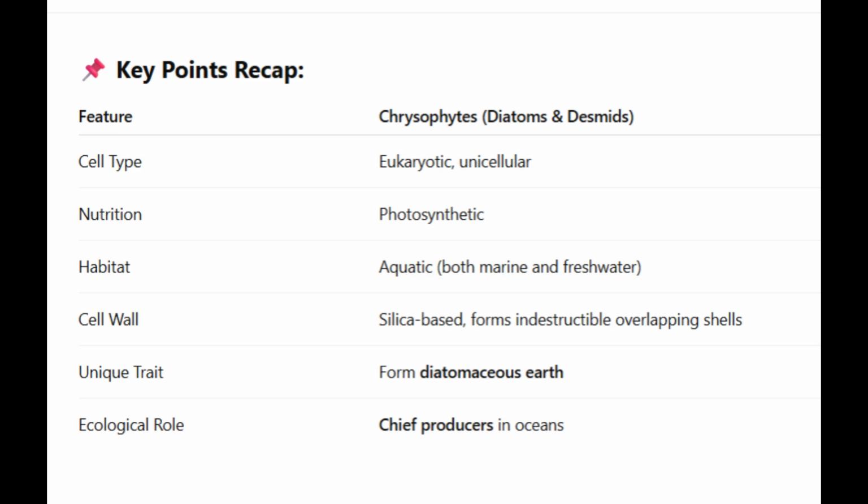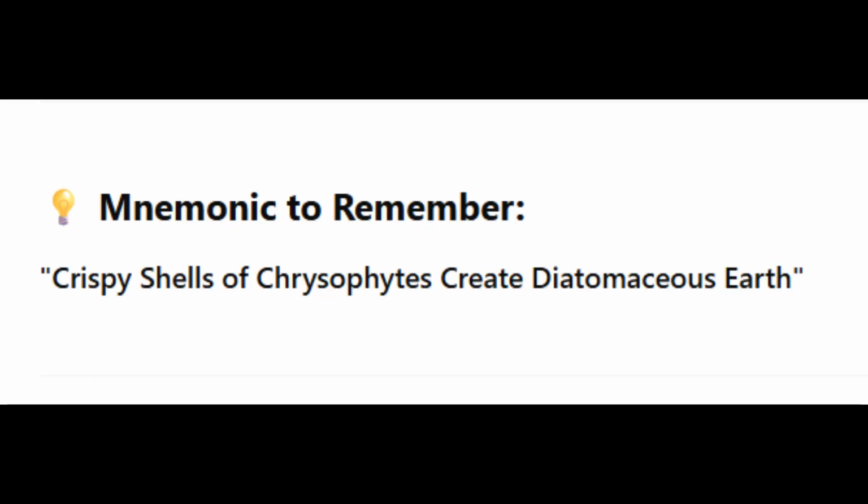Key points recap. Feature: chrysophytes, diatoms and desmids. Cell type: eukaryotic, unicellular. Nutrition: photosynthetic. Habitat: aquatic, both marine and freshwater. Cell wall: silica-based, forms indestructible overlapping shells. Unique trait: form diatomaceous earth. Ecological role: chief producers in oceans.